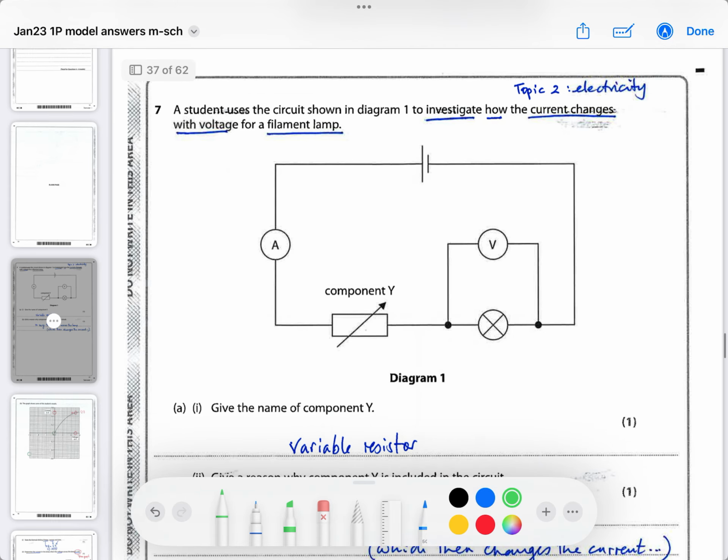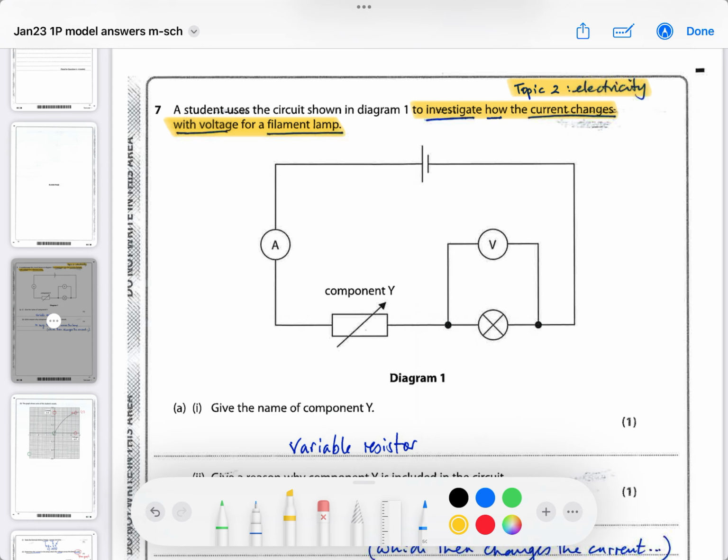So the next question is on electricity. Here it is, and we're going to go straight into it. A student uses the circuit shown in diagram 1 to investigate how the current changes with voltage for a filament lamp. So this is a very, very common question, and it comes from topic 2 in electricity, so you'd have studied it with whoever taught you in year 10. It's a big topic. There's only 1 question on electricity in this paper. All right, so what do we have to do?